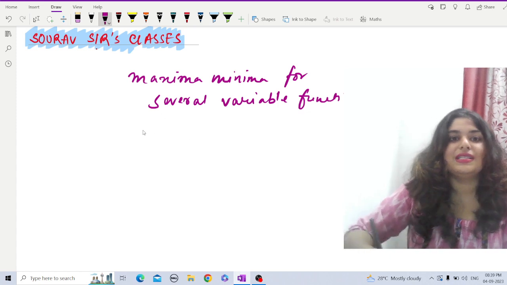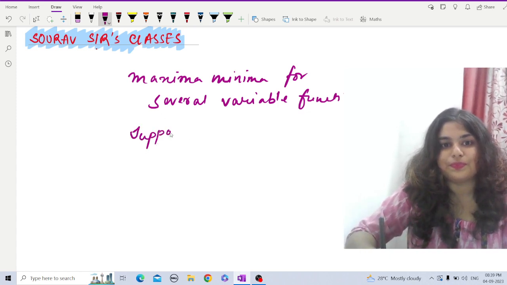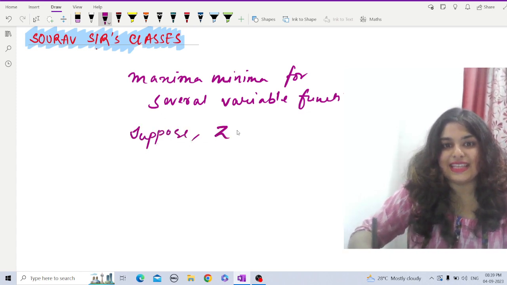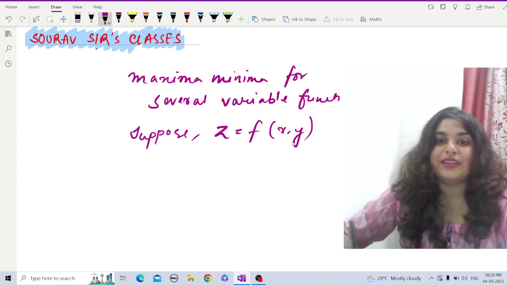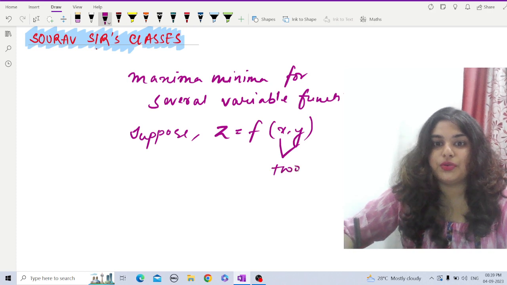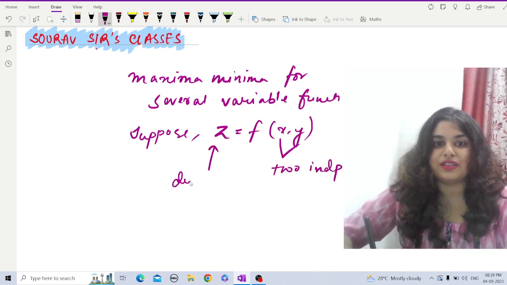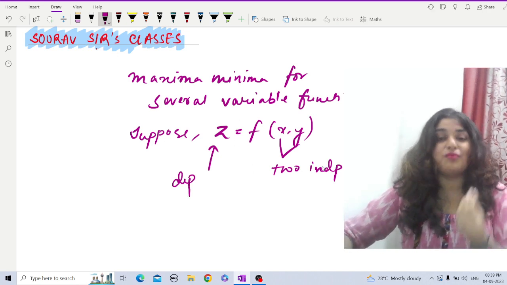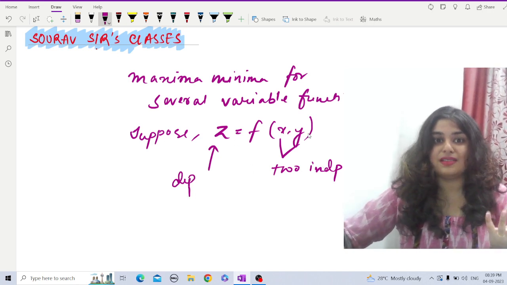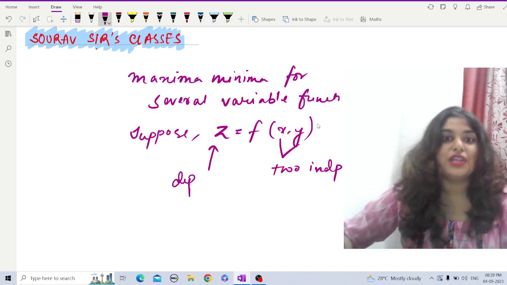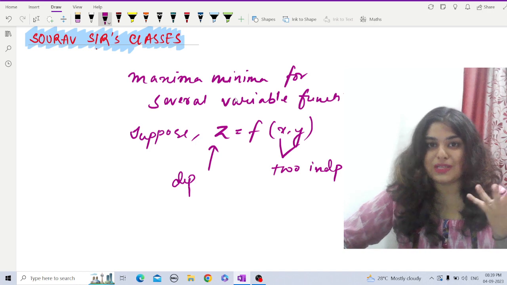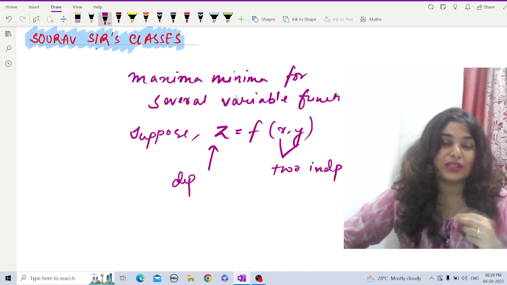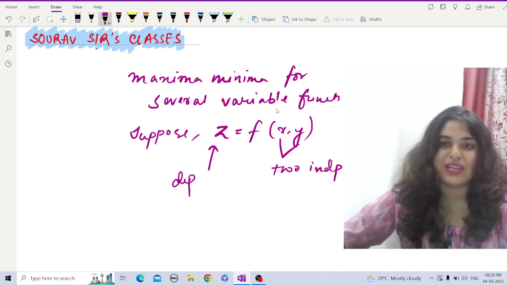For example, suppose z is equal to a function of x and y. So here x and y are two independent variables and z is the dependent variable. This form where we have more than one independent variable is called a several variable function. So we are going to learn the method of maximization and minimization for a function with more than one independent variable. Okay.